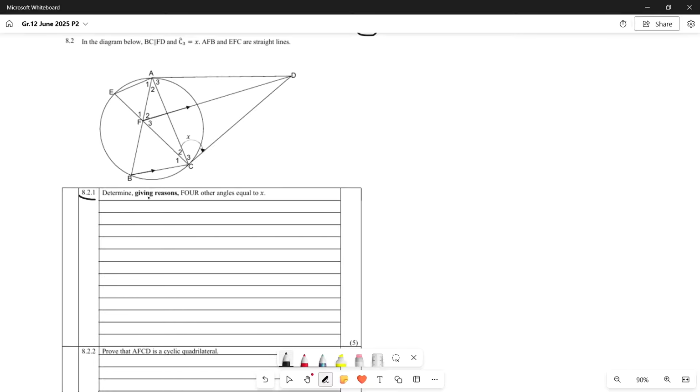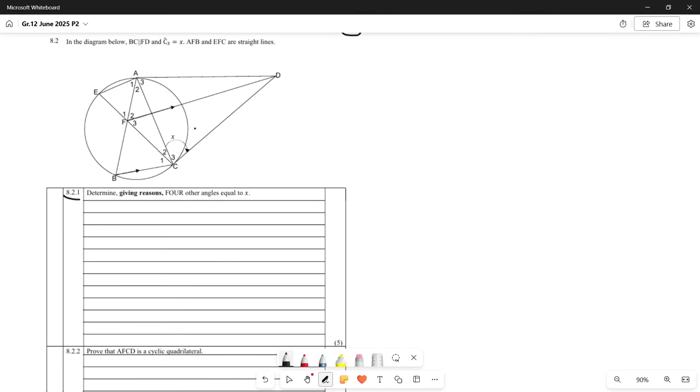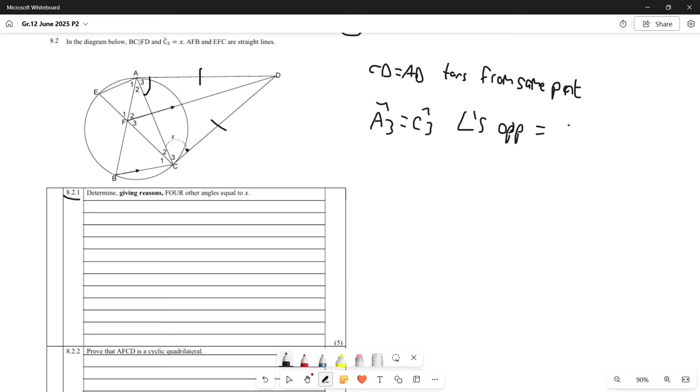So 8.2.1, determine, giving reasons, four other angles that are equal to x. Off the bat, we have tangents from the same point. So therefore, CD equals AD, because of tangents from the same point. Therefore A3 also equals C3, because angles opposite equal sides.